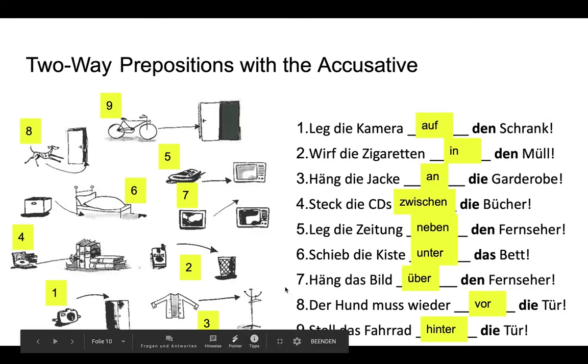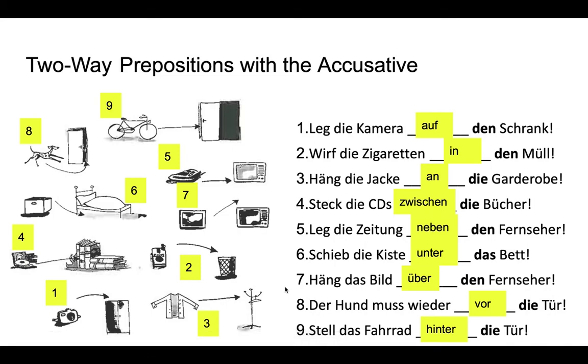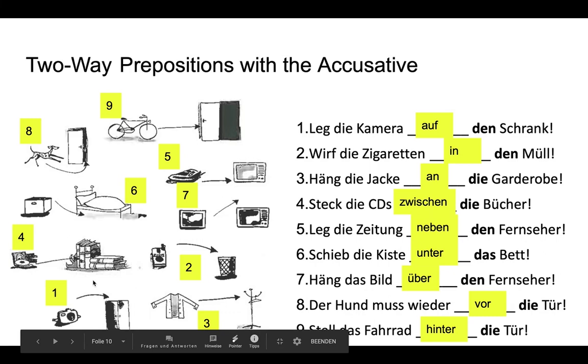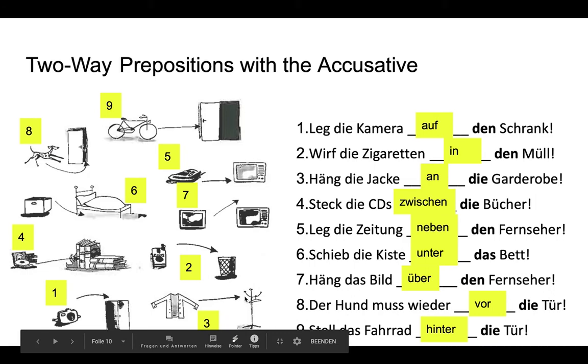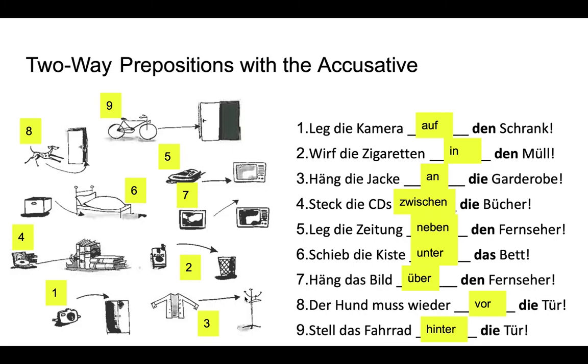Let's go over the answers together. Nummer 1, leg die Kamera auf den Schrank. You can see in the picture the camera is going on top of the wardrobe. Nummer 2, wirf die Zigaretten in den Müll. What? You've been smoking cigarettes, how could you? Nummer 3, häng die Jacke an die Garderobe. Again, this is a good example for an, meaning an up and down sort of on, the way that a poster goes on a wall.